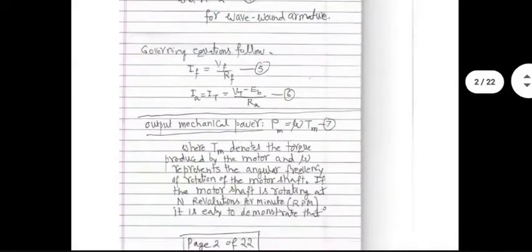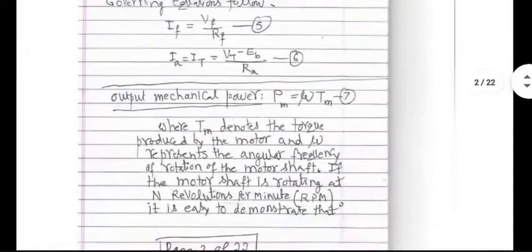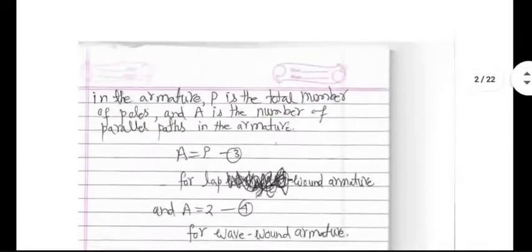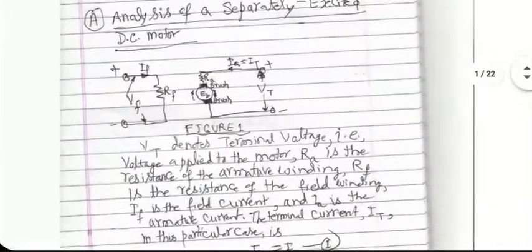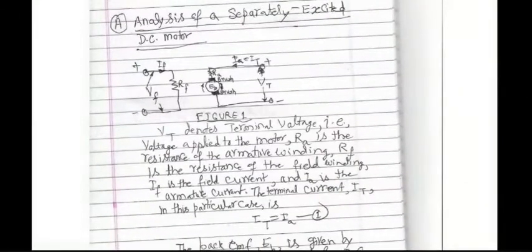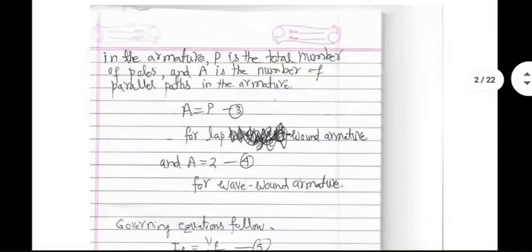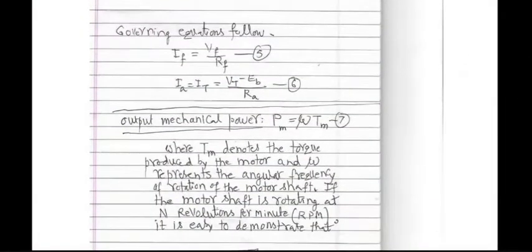Now, in case of motors, the mechanical power output matters. We call it PM. Electrical power output will be EB multiplied by IA. Back EMF multiplied by armature current. And if there were no mechanical losses, the electrical power output will be same as mechanical power output. But if there are mechanical losses, then electrical power output minus mechanical power loss will give you mechanical power output.